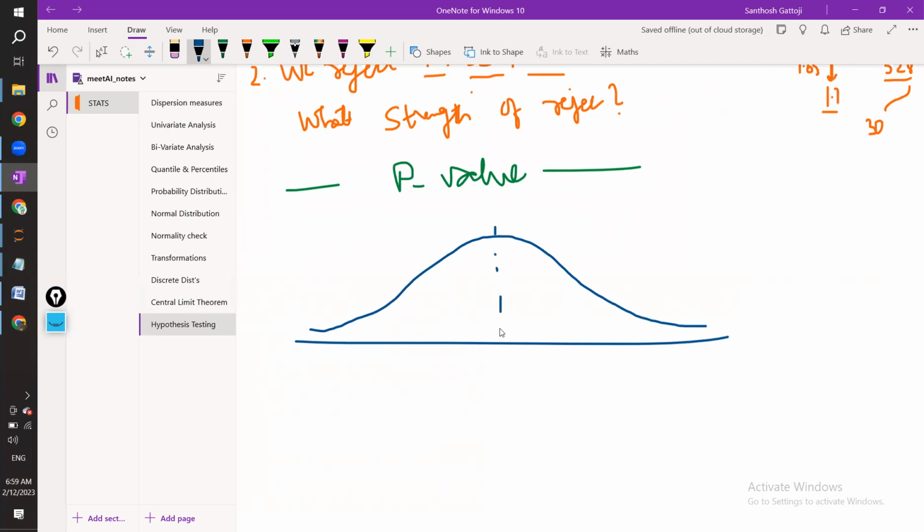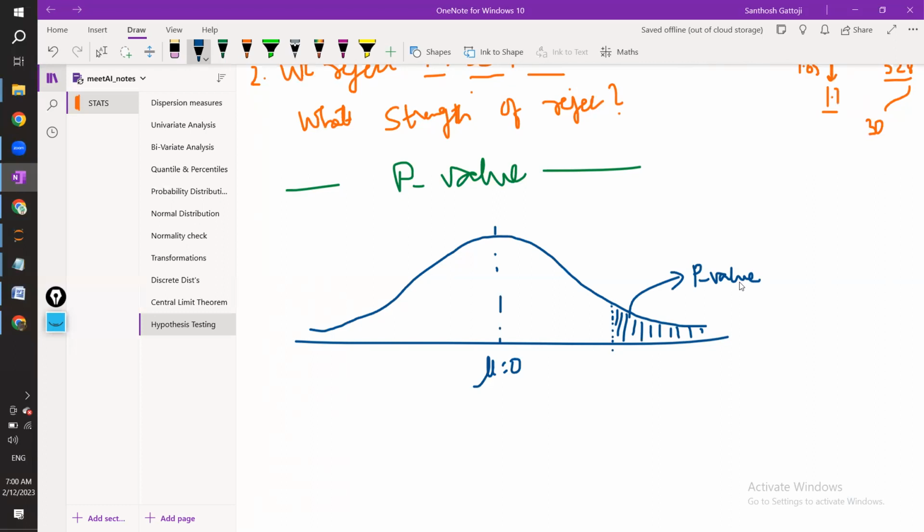Over here you will have, let's say, mu equals 0 if it's a normal distribution. This area, how we'll get this area, we'll see. But whatever this area, this area is p value. Similar to alpha, but there is quite a difference. So this is alpha. The statement is: probability of null hypothesis being true is a p value.